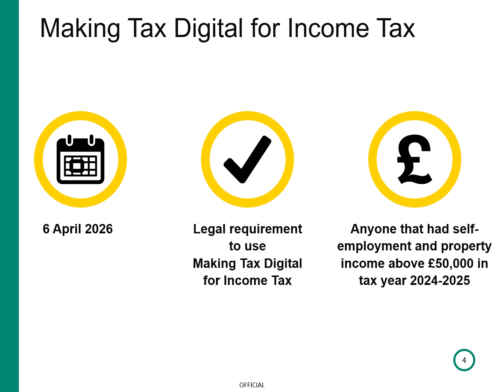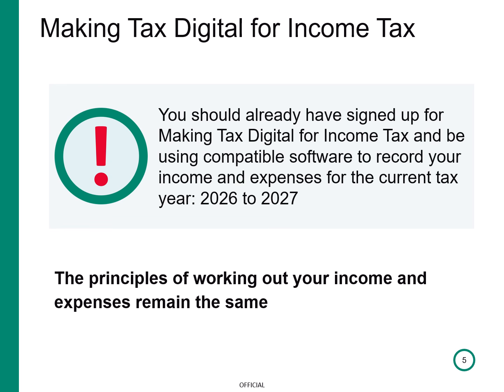I'll just mention Making Tax Digital, or MTD, for income tax. From 6th of April 2026, there's a legal requirement to use MTD for income tax for anyone that had self-employment and or property income above £50,000 in the tax year 2024 to 2025. You should already have signed up for MTD for income tax and be using compatible software to record your income and expenses for the current tax year 2026 to 2027. However, the principles of working out your income and expenses remain the same.